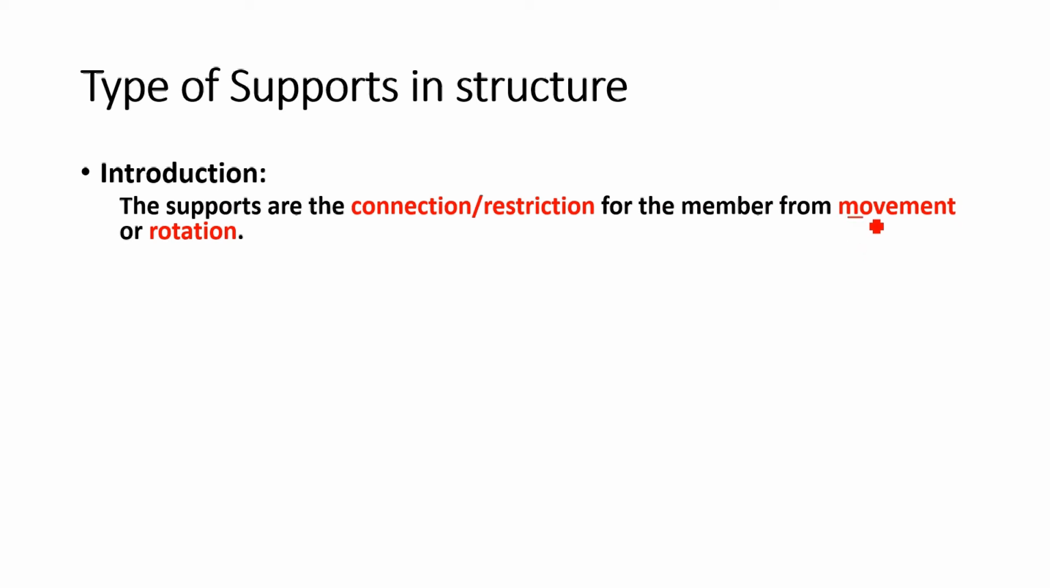So the first one is the movement. That means, let's say you have an object. The object, without changing its orientation, changes its location. Then the location can be in any direction, maybe horizontal, vertical or inclined. Whatever the direction, the location of the object is changed. So this is what we are calling movement.